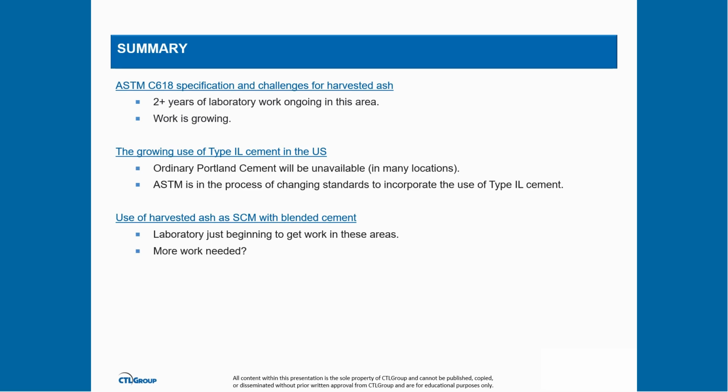So we have one big thing called the harvested ash, and that is also growing. And there is another thing that is growing parallelly, which is the type 1L cement. And both these two technologies have to meet at some point. So there is a need to develop a lot of data and a lot of testing that needs to happen in this arena. So the laboratory work for use of harvested ash as an SCM with the blended cement has just begun, and there is more work that needs to happen in this area.